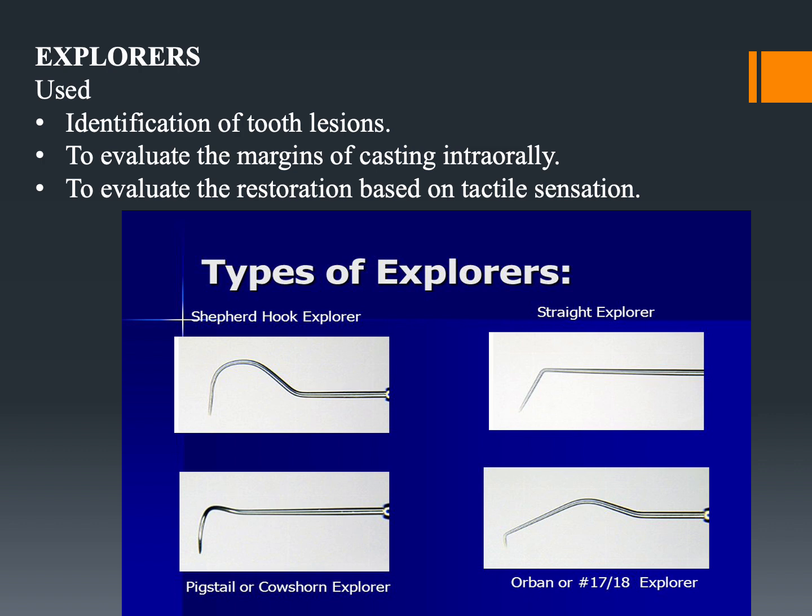Then comes the explorer. Explorers are basically of four types: the shepherd hook, the straight explorer, the cowhorn explorer and the Orban's explorer. These are used for identification of tooth lesions and to evaluate the margins of the restoration intraorally, and the restoration based on tactile sensation.